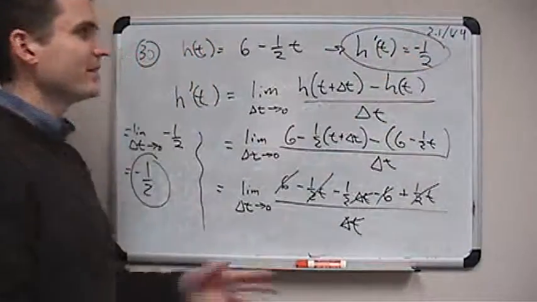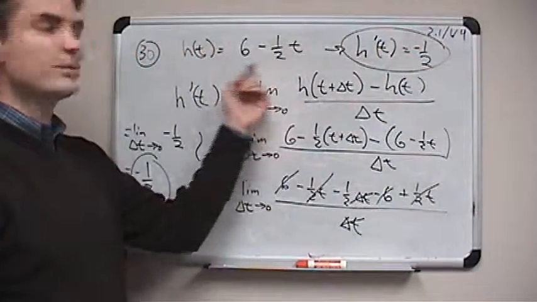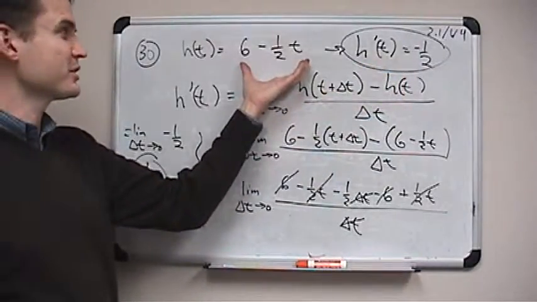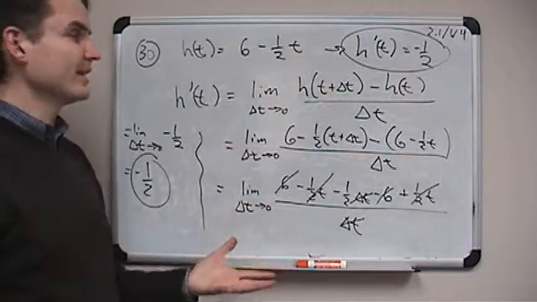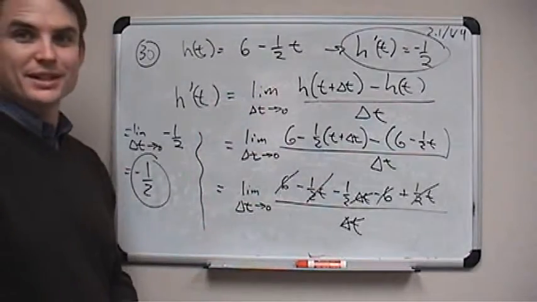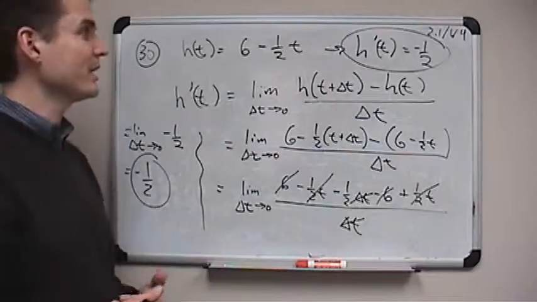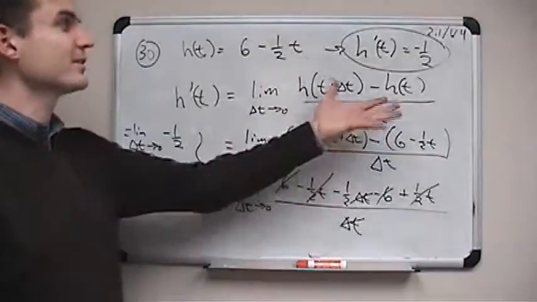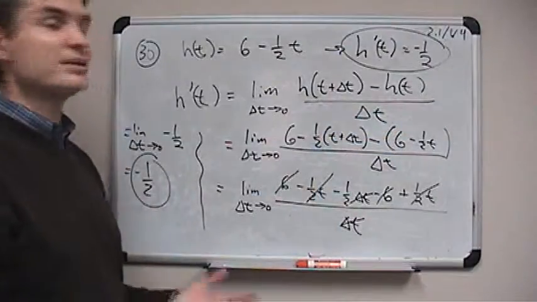Now, since the derivative is a constant, it means that the slope of this function is always negative 1/2. If you look carefully at this function, you might recognize that it's a linear function. It's the equation of a line. Okay. Well, that's in fact what makes lines special. They have a constant slope. So this function is a line with a slope of negative 1/2, so the derivative is a constant, negative 1/2.